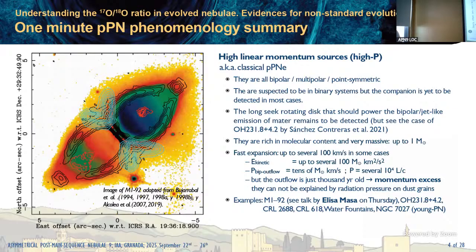So that is your explanation for being in the post-AGB. They expand fast, they have huge energetics, and they have momentum problem. You cannot explain those things via radiation pressure, so we need something else. And there will be many talks on this kind of objects in the next days.